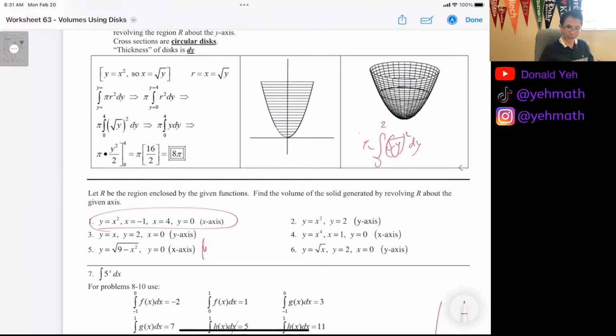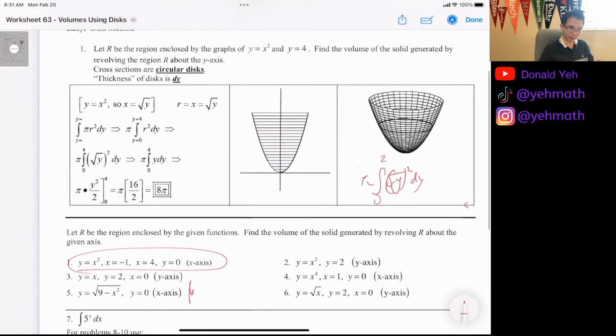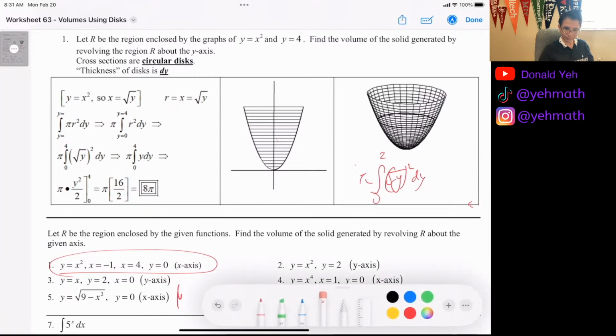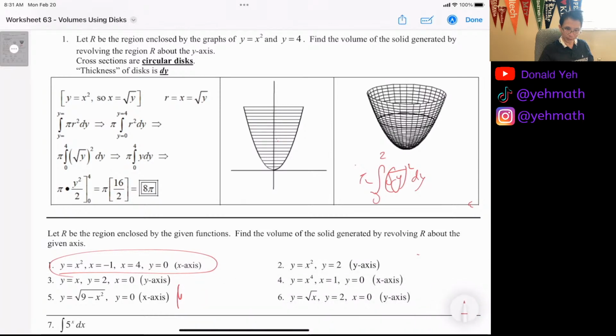All right, this is the y-axis. It's rotating on y. It looked like a magic bullet ship. Okay, so here it's going to be x squared. I just have to change this to be in terms of y. So it'll be x equal to the square root of y. And it's going to be the integral between 0 and 2 because I'm drawing this way. So it's pi times the square root of y, squared, dy.